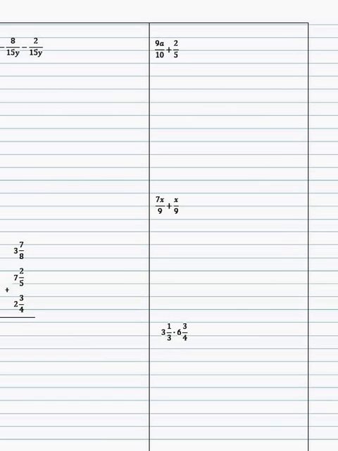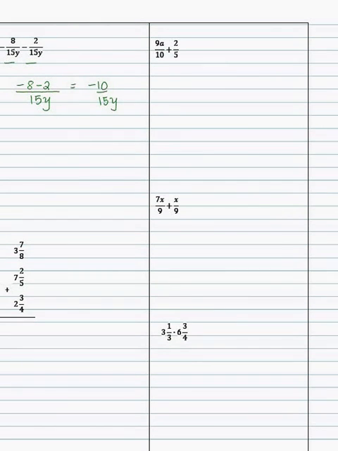So I'm going to go ahead and look at the denominators. 15y, 15y. I hit the jackpot. They are the same, so I don't have to worry about finding one. 15y, 8 minus 2. It's like you're going 8 steps back and again taking 2 steps back. So you end up with 10 over 15y.